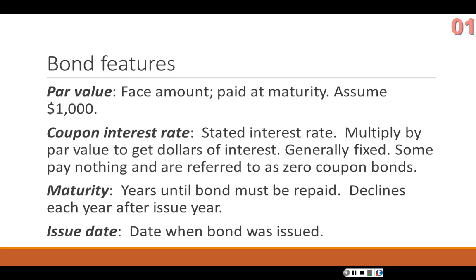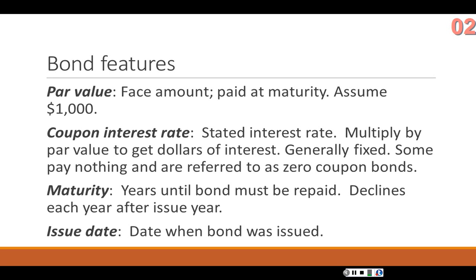Bonds have a par value. This is also known as the face value. It's the value that's going to be paid at maturity. We generally assume that it's $1,000. Bonds also have a stated coupon rate. This is a stated interest rate. To get the dollar value, you multiply the coupon rate by the par value and divide by the number of periods per year to get the dollars of interest paid each period. Some pay nothing, and these are referred to as zero coupon bonds.